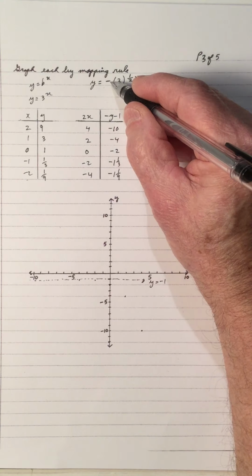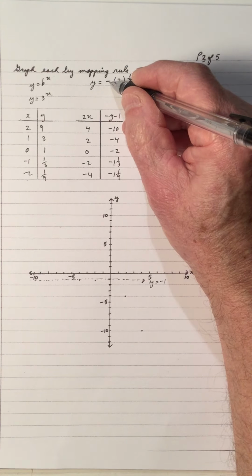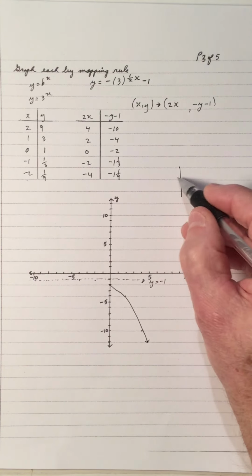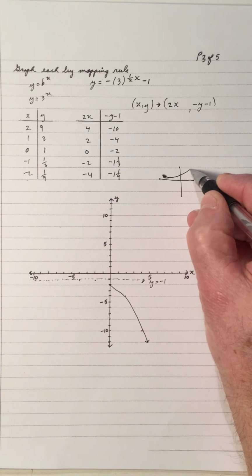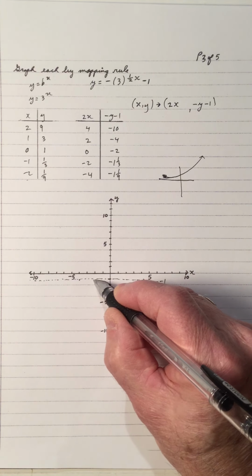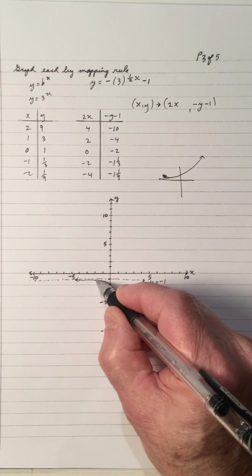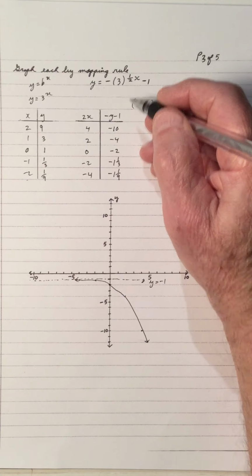And so notice that this is negative. This is a negative here. So that means it's reflected in the x-axis. So the curve is doing this. So remember, this is 3, which is a growth curve. A growth curve goes like this. So when it's reflected, it's now doing this. And it gets closer and closer, but won't touch. So there's the graph of this function using the mapping rule.